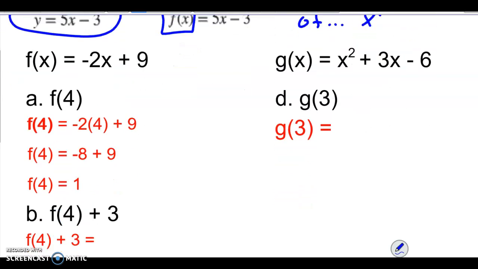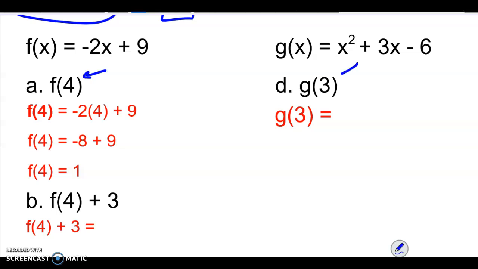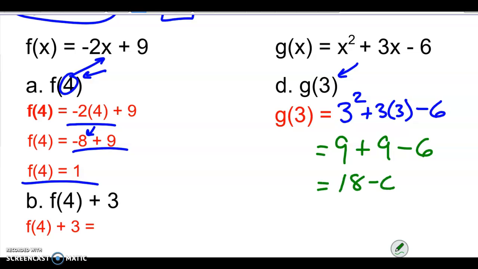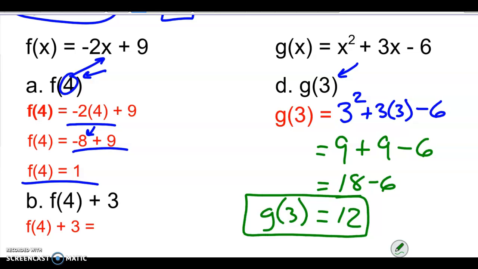And then when they tell you f of 4 or g of 3, they're just telling you to plug that in for x. So then a function in terms of 4. And you just go ahead and solve that, or I should say simplify that like we normally would. Okay, so function g in terms of 3 will now be 3 squared plus 3 times 3 minus 6. Okay, 3 squared is 9, 3 times 3 is 9, minus 6, 9 plus 9 is 18, minus 6 is 12. So g in terms of 3 is equal to 12.